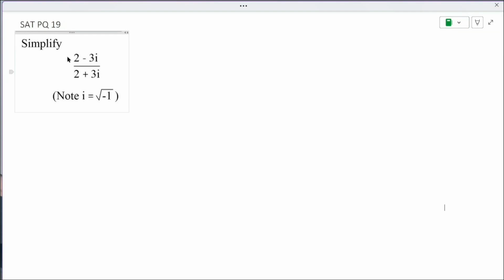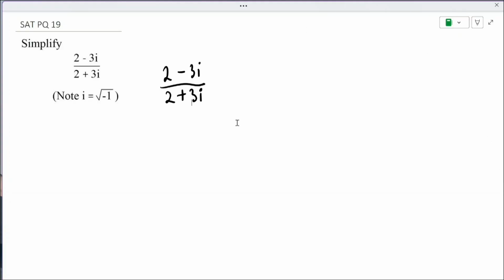Question 19. Simplify 2 minus 3i over 2 plus 3i. Note i equals the square root of negative 1. Seeing this should tell you this question is from complex numbers, and we're asked to simplify. This is division under complex numbers. You have 2 minus 3i over 2 plus 3i.